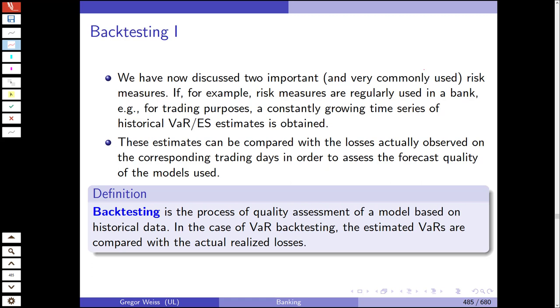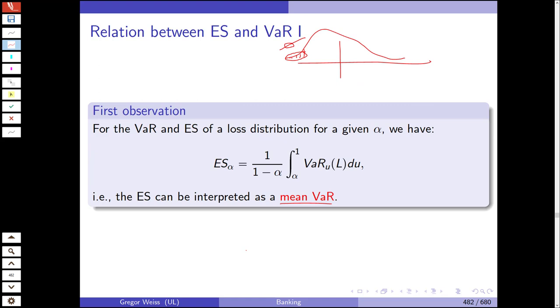So these are the two nice features of expected shortfall. So if you take value at risk and expected shortfall, we have talked about the need to check the validity and adequacy of your risk models. And this is actually backtesting. Backtesting is defined as the process of quality assessment of a risk model based on historical data. And in the case of VaR backtesting, you are comparing the estimated VaRs with the actual realized losses. And this is why, for example, Deutsche Bank does this.